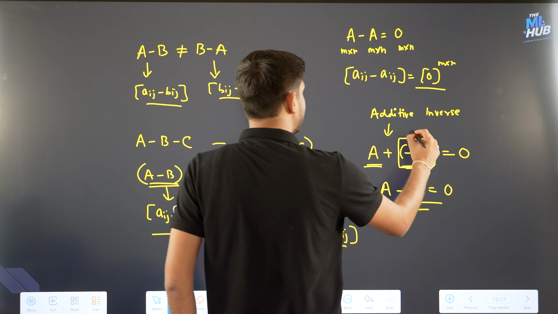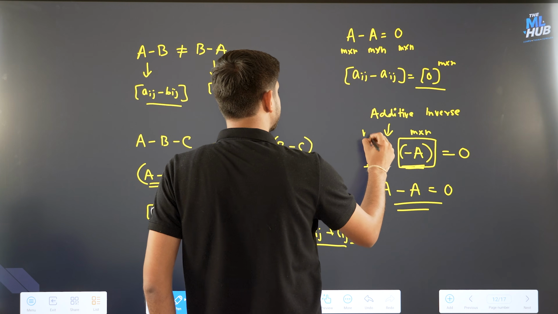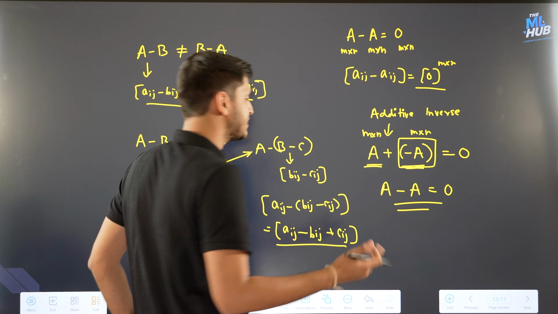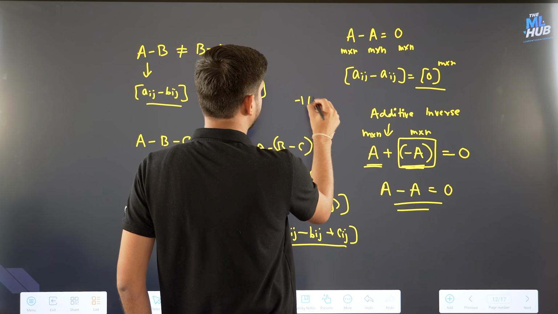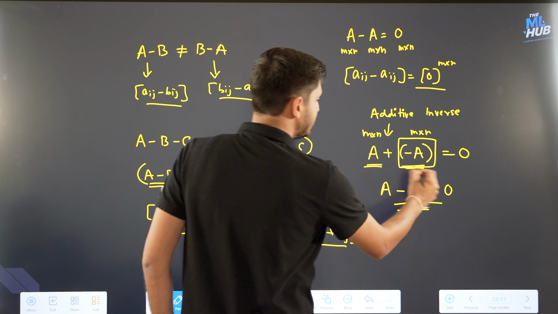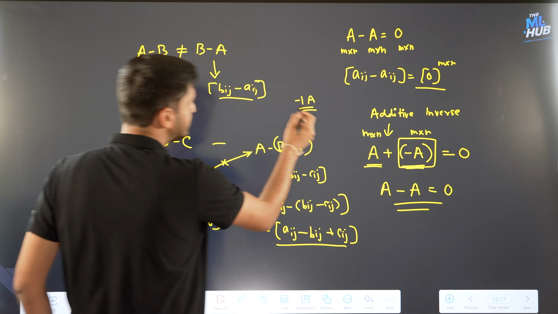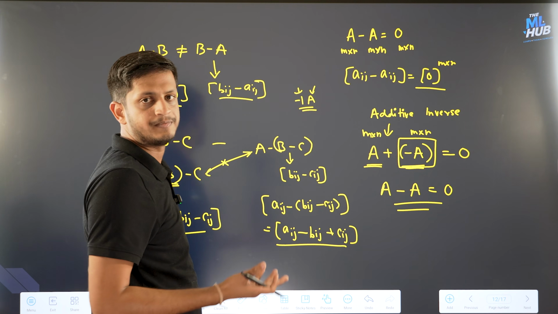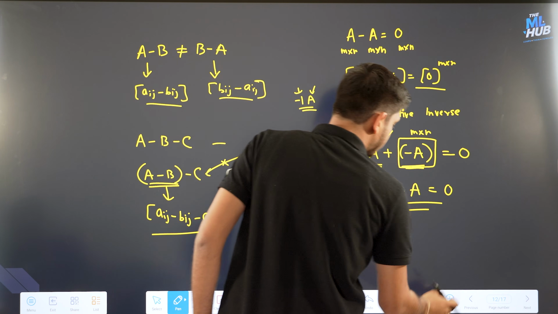Minus A is also a matrix of size m cross n. A is also a matrix of size m cross n. Now you can ask, what is minus A? Minus A is nothing but minus 1 into A. We already know what scalar multiplication is, right? So minus A is nothing but minus 1 into A. So you are just multiplying the entire matrix with the scalar minus 1. So you can perform this multiplication as well.